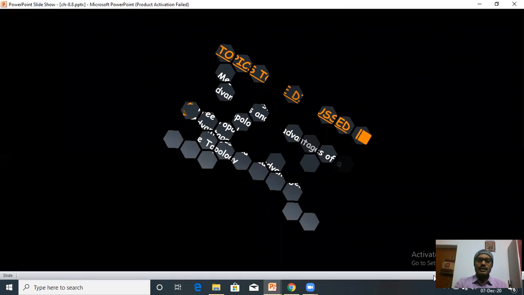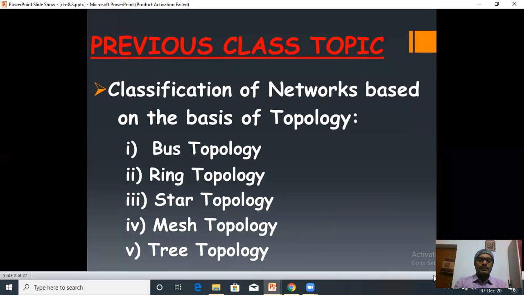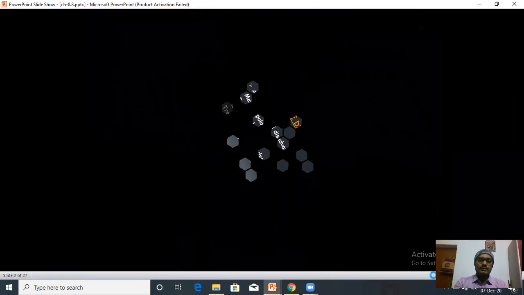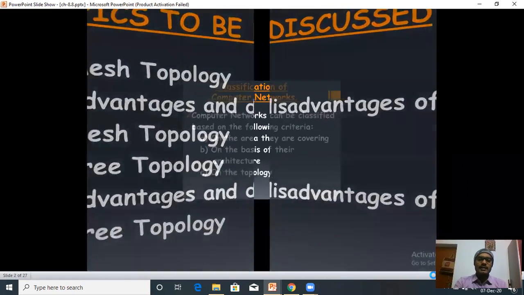In the previous class, we have discussed classification of networks on the basis of topology, and we have discussed bus topology, ring topology, and star topology. Now the rest two are mesh topology and tree topology. So let us revise the topic once again.